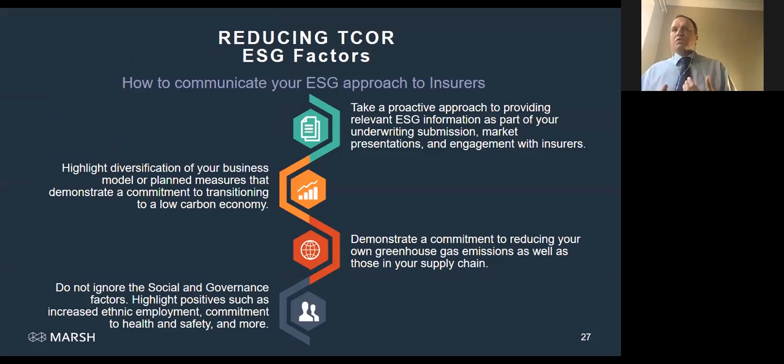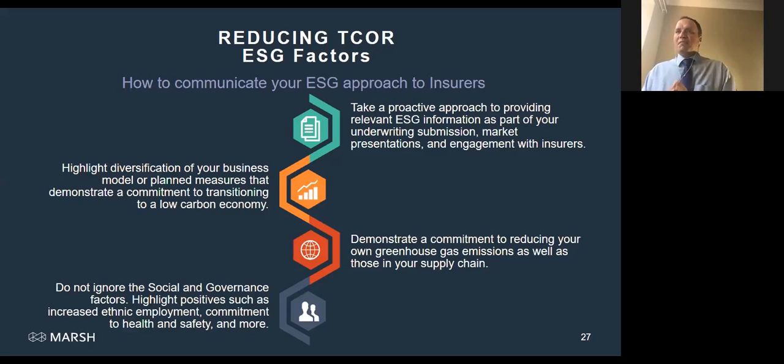It's therefore important that you start communicating your ESG approach to the insurers. This is done by adding relevant ESG information as part of your underwriting submission, your market presentations, and even your engagement with your insurer. Highlight the diversification of your business model or your planned measures that demonstrate a commitment to transitioning to a low carbon economy.